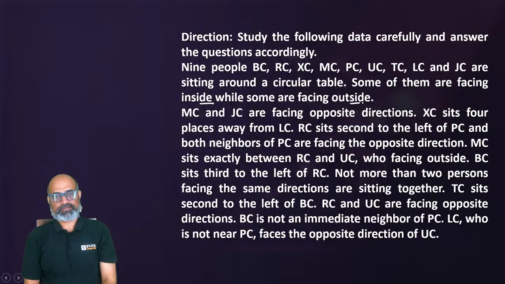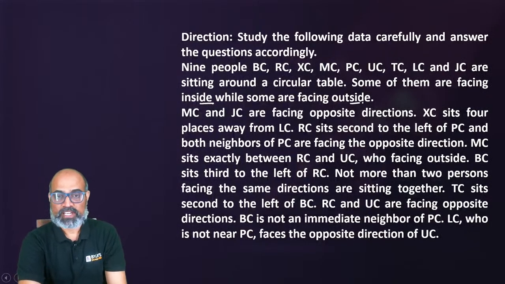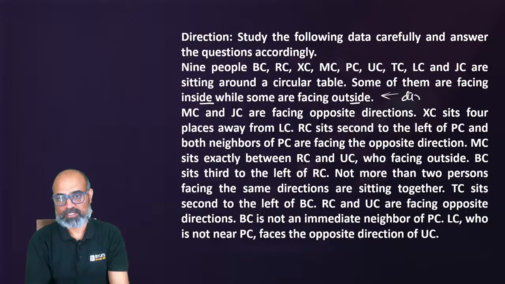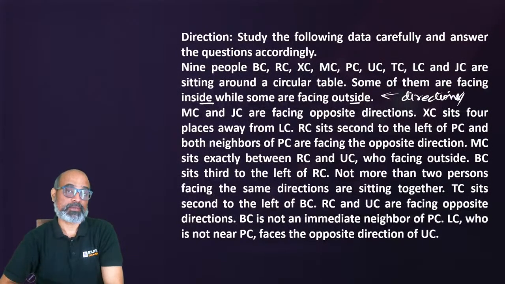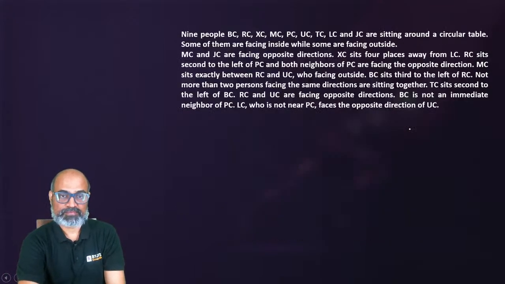Okay. So I'm going to take directions as inside and outside, not north and east or west, south. So inside is one direction, outside is one direction. So when the first statement says M and J are facing in opposite directions, it means if M is facing inwards, J is facing outwards, and vice versa. X sits 4 places away from L. Okay? So these are the directions. Inwards as in inside and outside. This is my assumption. So I'll go with this assumption.